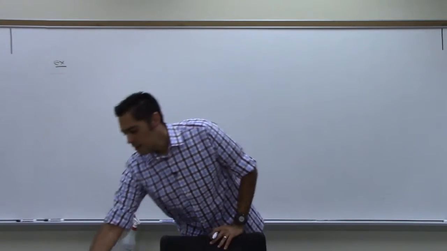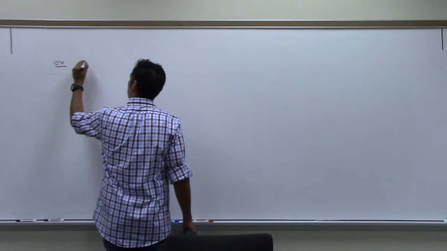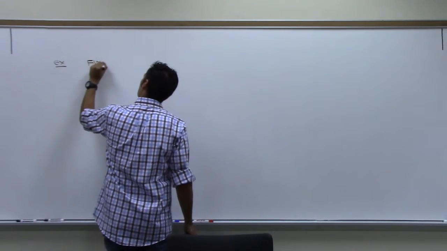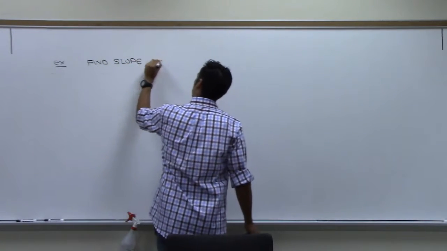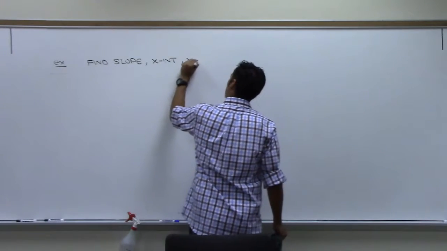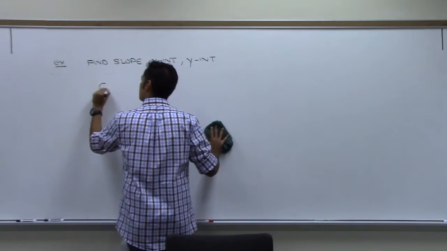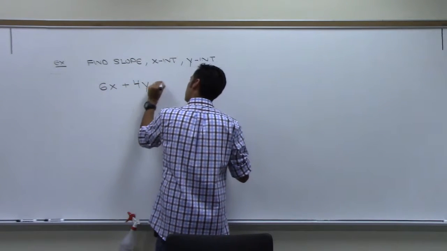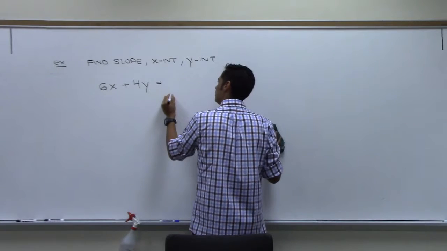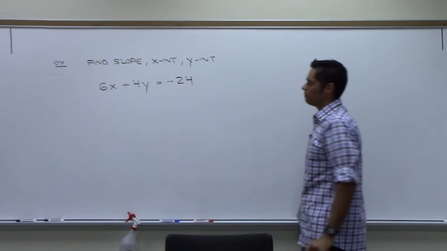So, all right, example. Let's do this. Find slope, x-intercept, y-intercept of this equation. 6x plus 4y equals, we'll start easy, 24, negative 24.